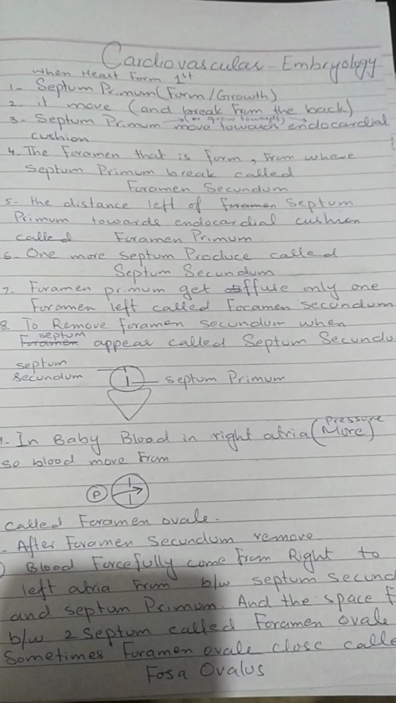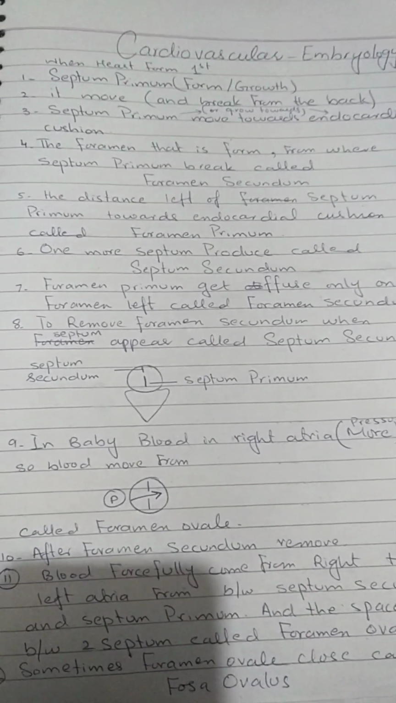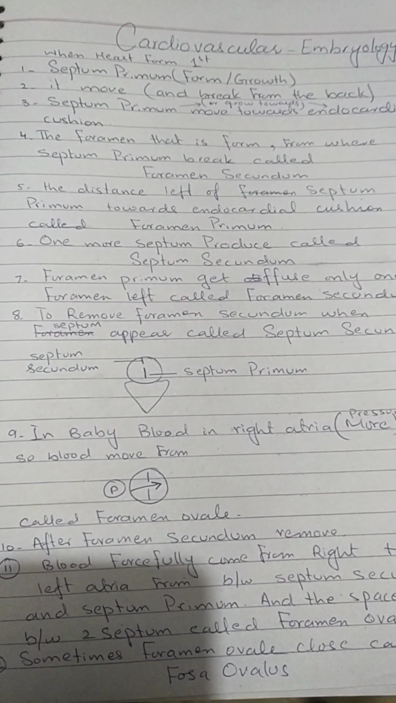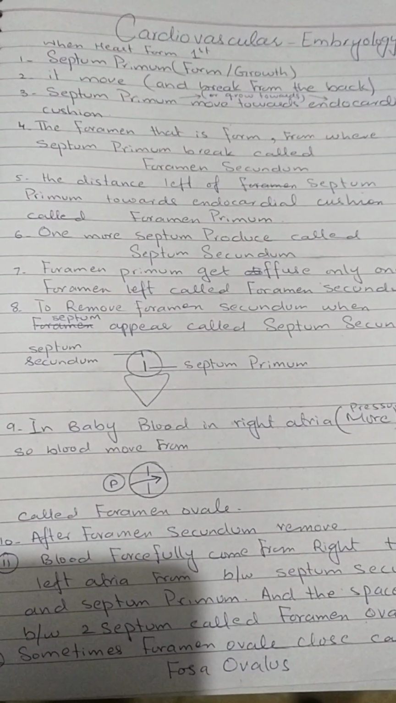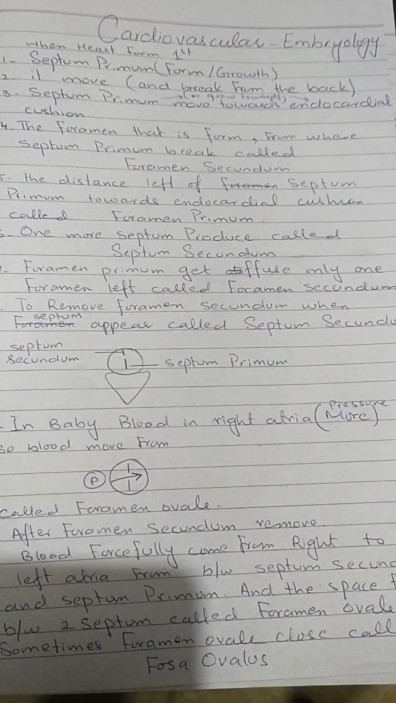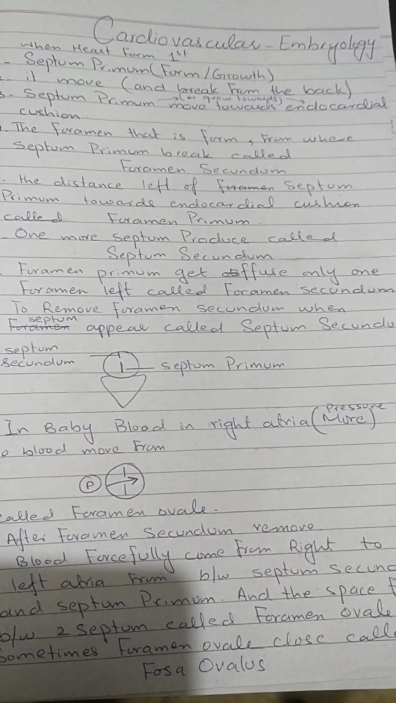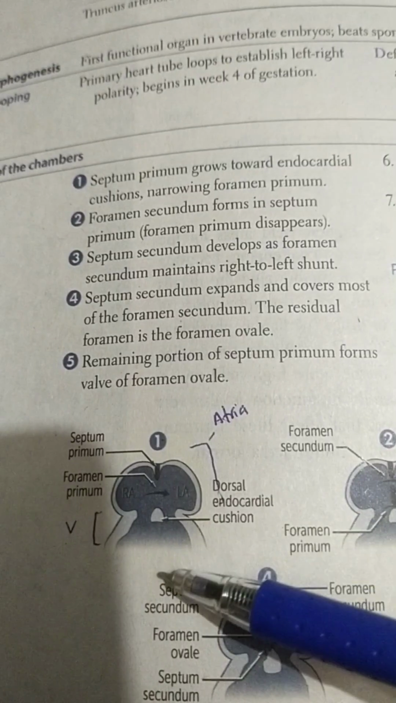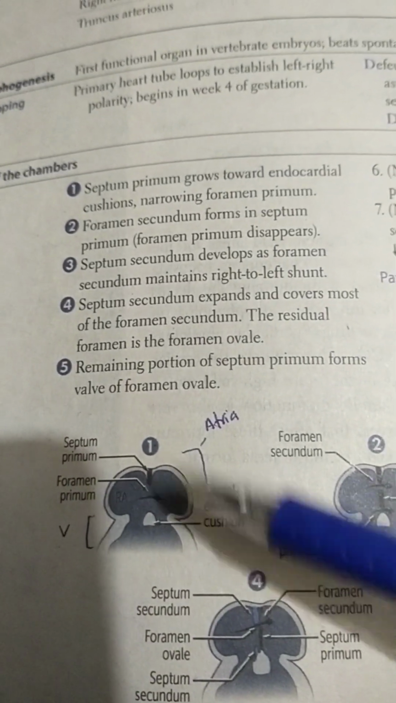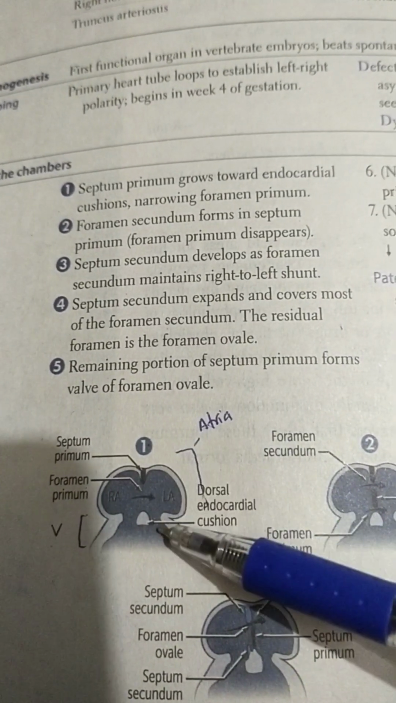The topic is cardiovascular embryology. What happens when the heart forms is that the septum primum grows, moves, and breaks from the back, and the septum primum moves toward the endocardial fusion. So there are the atria and the ventricle. The septum primum moves toward the endocardial fusion.